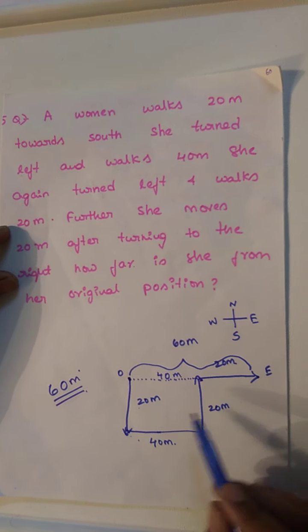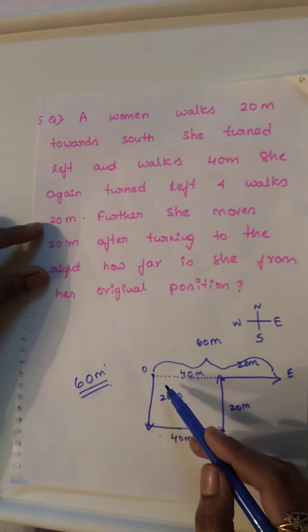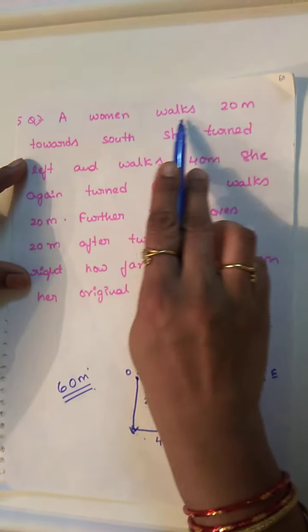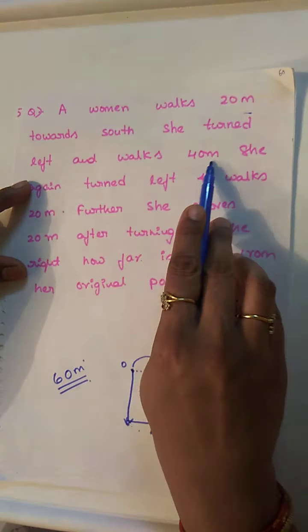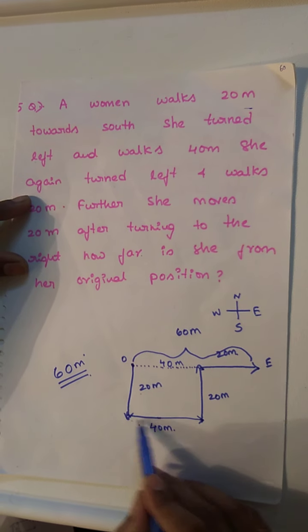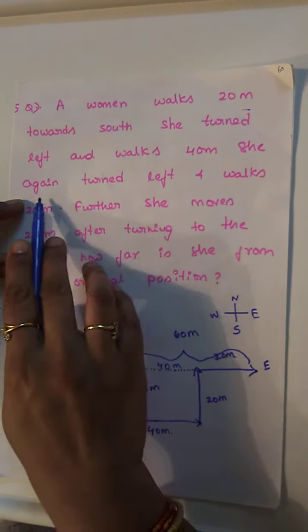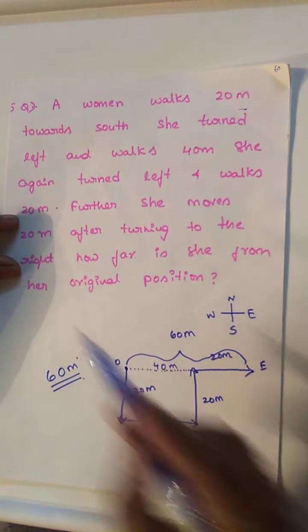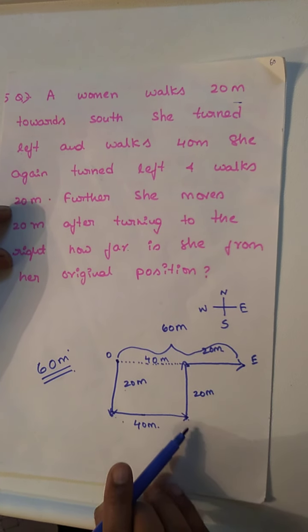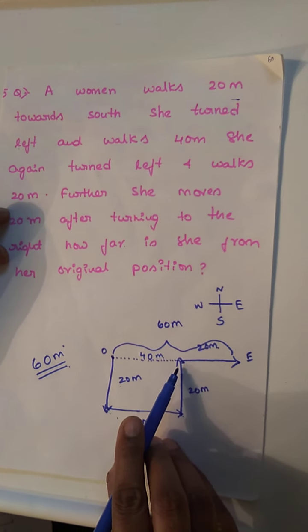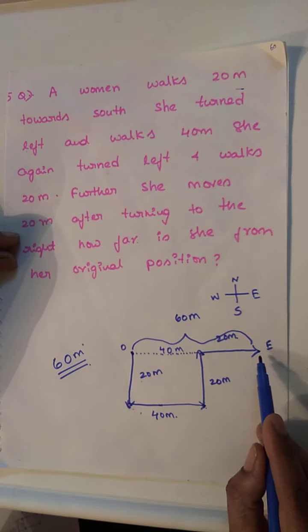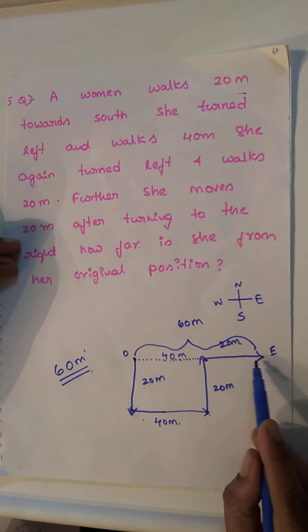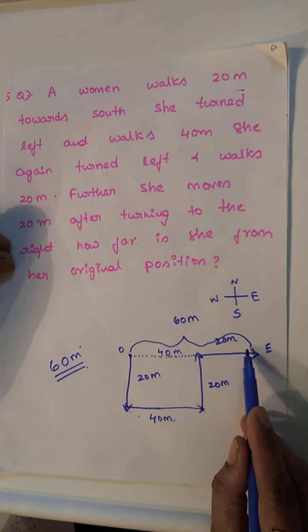I am explaining this problem again. A woman walks 20 meters towards south. She turned left and walks 40 meters. She again turned left and walks 20 meters. Further she moves 20 meters after turning to the right. So again she turned right and then walked up to 20 meters.